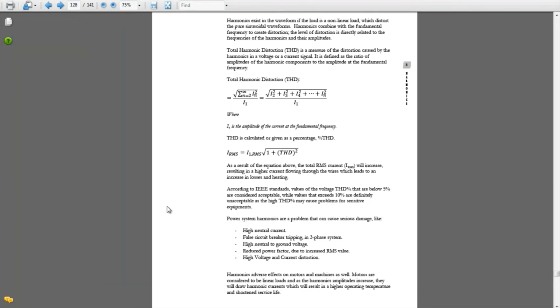When I calculate the total harmonic distortion percentages, there are some standards given by IEEE. Voltage total harmonic distortion values below 5% are considered acceptable, while values that exceed 10% are definitely unacceptable, as high total harmonic distortion may cause problems for sensitive equipment. So we will be able to recognize the total harmonic distortion and see if it's acceptable or not.